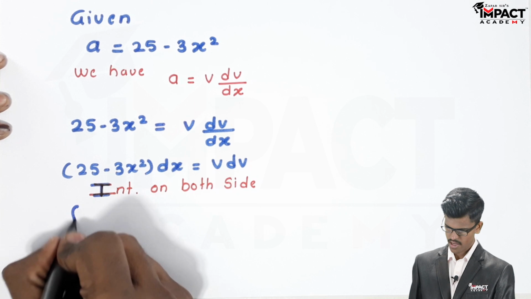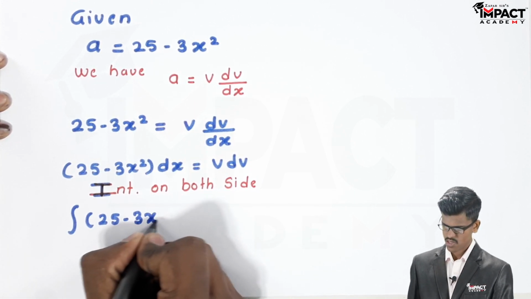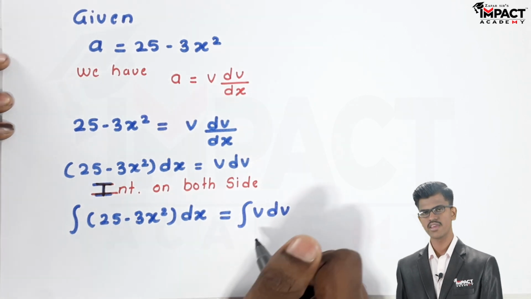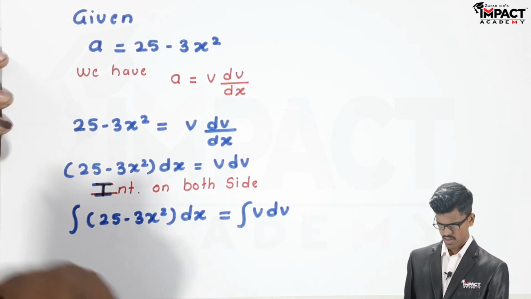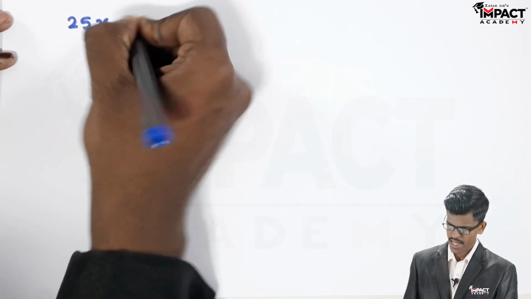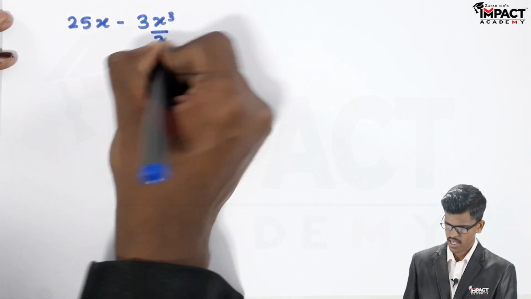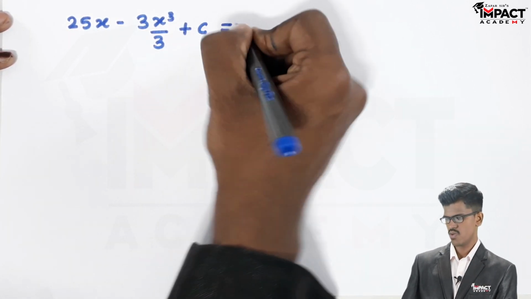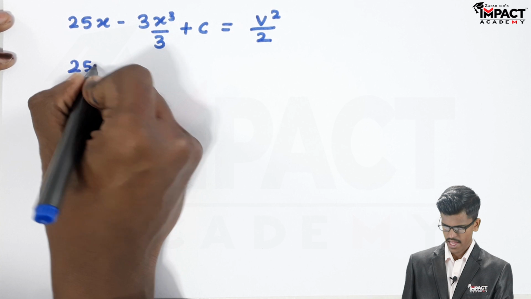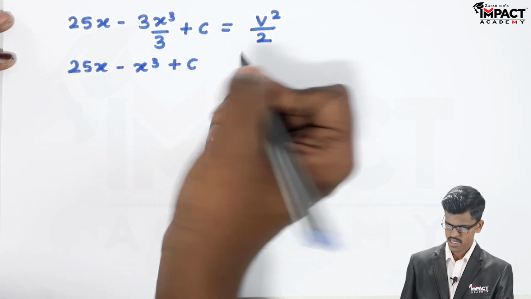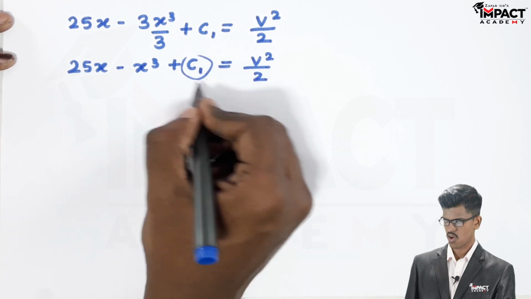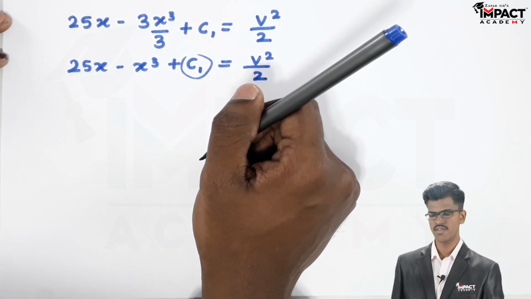So we get ∫(25 - 3x²) dx = ∫v dv. Integrating, we get 25x - 3x³/3 + c = v²/2. That is, 25x - x³ + c1 = v²/2. Here c1 is an unknown constant. We have to find c1 first.